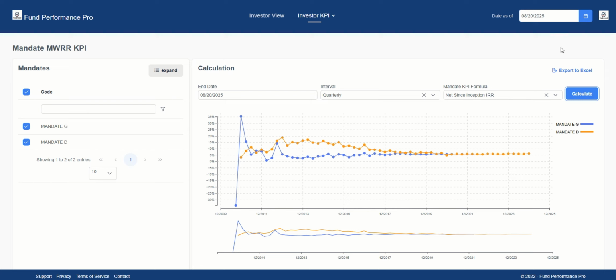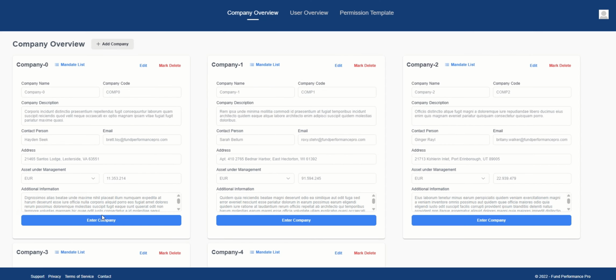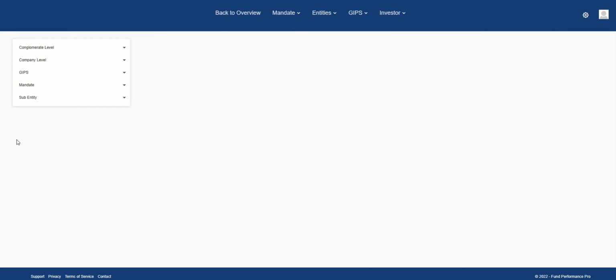But for the investor, the calculation formula for the internal rate of return also has various possibilities. Then we can also perform custom calculations for various metrics.